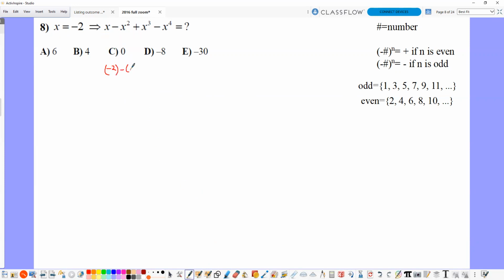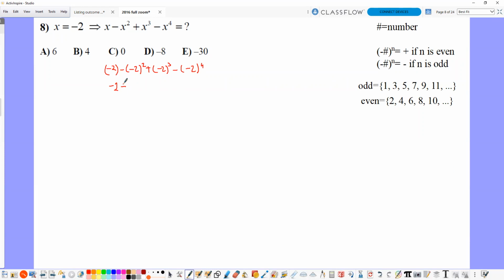Let me write here: -2, squared, plus -2 cubed, minus -2 to the power of 4. Here I have written some information. If n is even, a negative number to the power of n is positive. A negative number to the power of n is negative if n is odd. So the power here is 1 and it is odd. That's why the answer is -2.